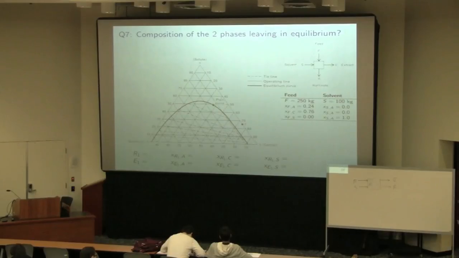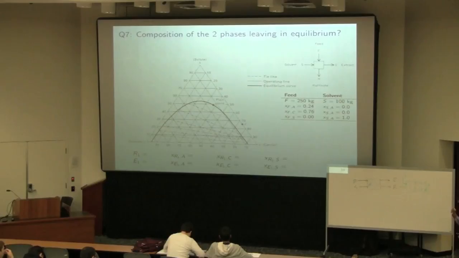Okay, so for those of you that have already found the answer, while we're just waiting for everyone else to catch up, what you can do is take your answer and then put it into a second mixer settler with some fresh solvent and calculate the second extract and the second raffinate. So now cascade it down into a second unit.